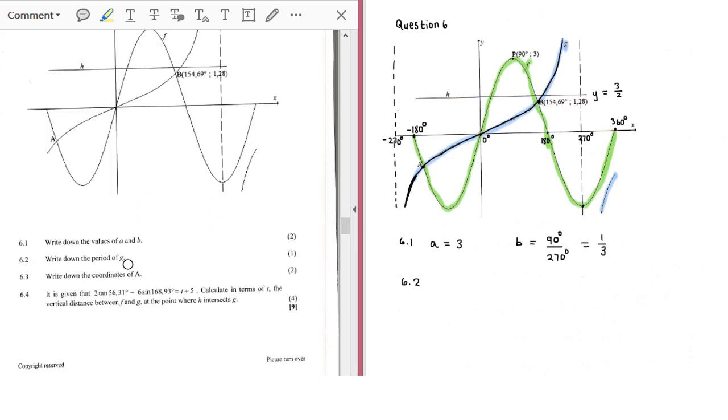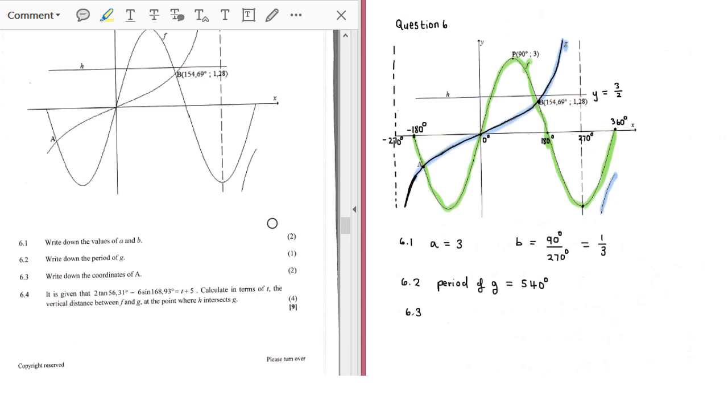It says, write down the period of G. Well, unfortunately, I already calculated it before. The way that I found the period of G is I took 270 degrees minus negative 270 degrees, and that's how I found that the period of G is equal to 540 degrees. Question 6.3.